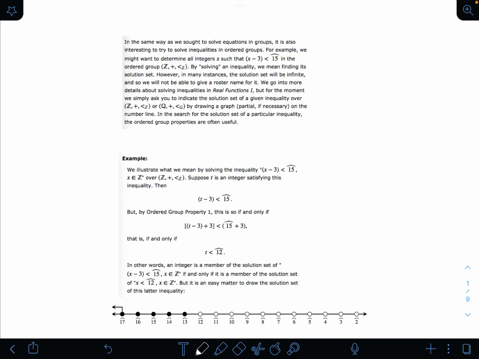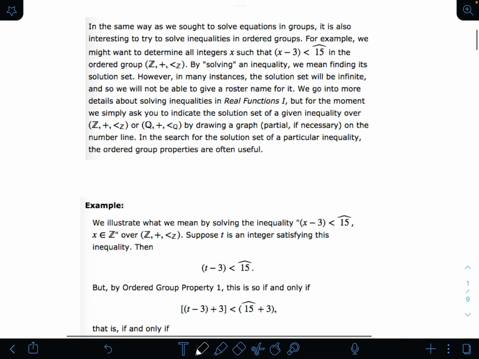Hello once again, students. I wanted to continue our talk in Chapter 12, and I wish I was there to do it in person, but circumstances dictate if I'm going to teach you at all, it's got to be remotely. So anyway, we were doing solving equations in groups in previous chapters.